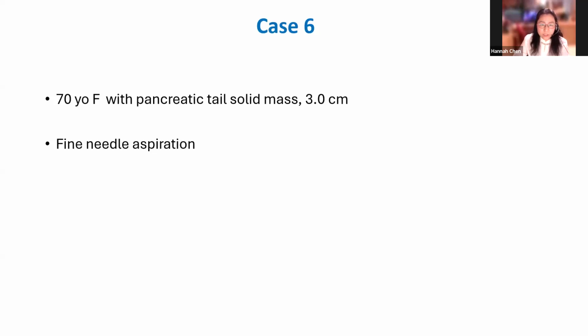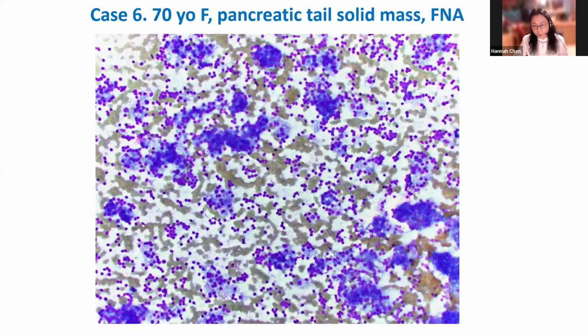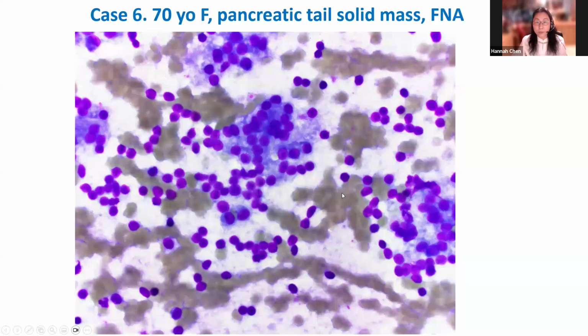Next case, a 70-year-old female with a pancreatic tail solid mass. The mass is 3.0 centimeters. Fine needle aspiration was performed. You can see it's a very cellular specimen. The tumor cells are loosely cohesive. They're really monomorphic and trying to form some structures. At a little higher power, the tumor cells look like rosettes, forming some circular structures.